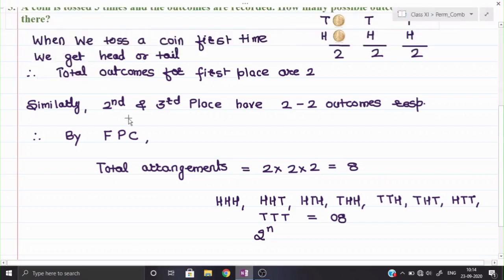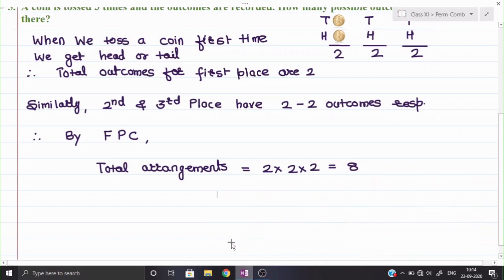Okay, now let us see today's last question, and the last question of the exercise as well. Let us go to the last question, then next time onwards we shall start the proper methods of permutation.